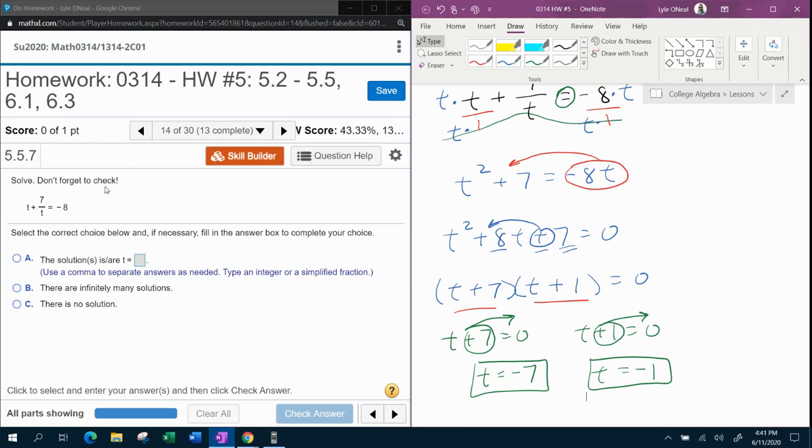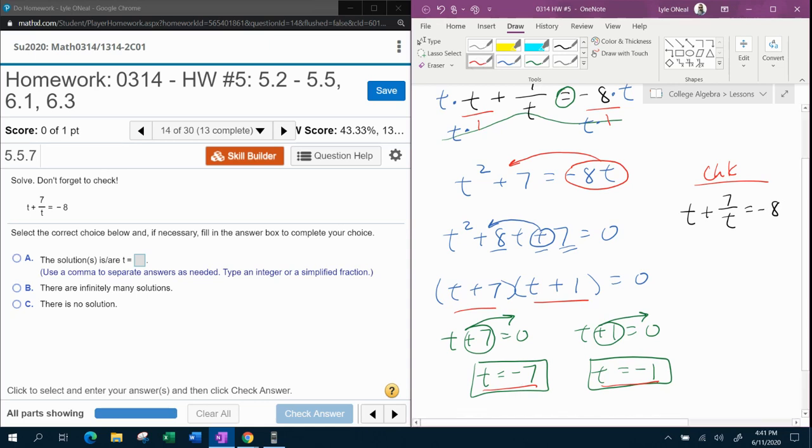Now notice the instructions say don't forget to check. I think I'm actually going to illustrate the checking part of this, okay? So to check, what you would do is plug each solution back into the original equation. And the original equation was t plus 7 over t equals -8. Okay, so here comes the check.